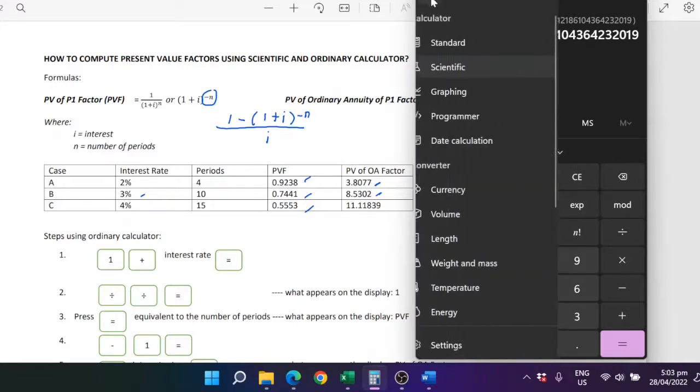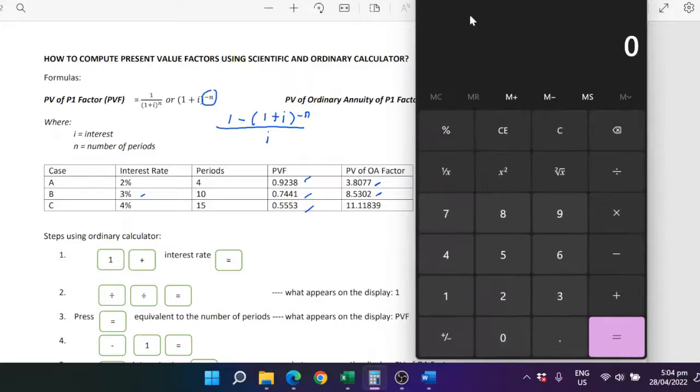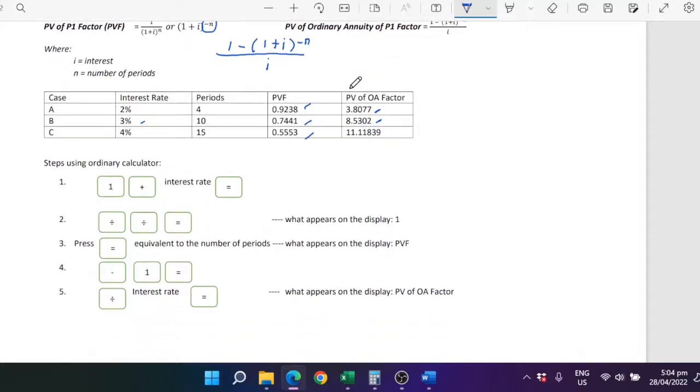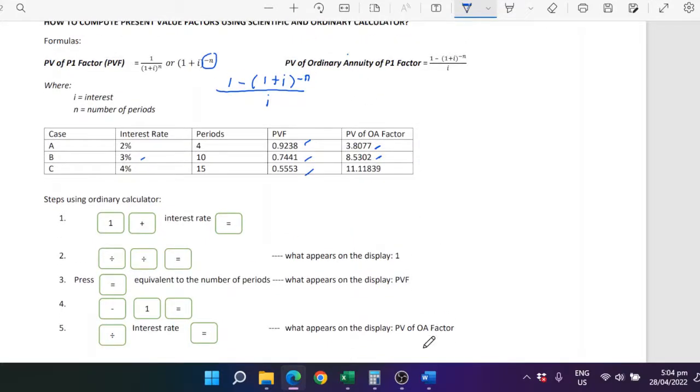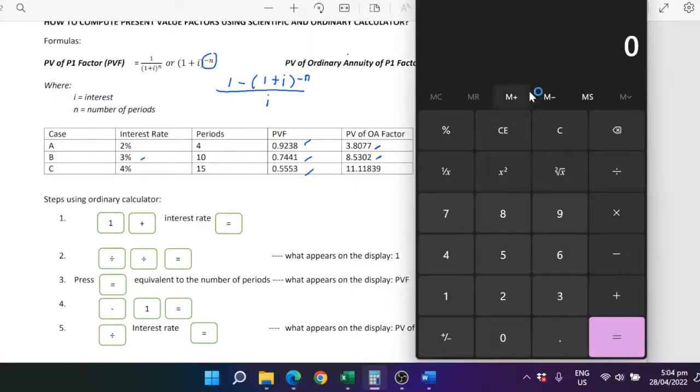Now let's use the ordinary or the regular calculator. So here are the steps on how to compute the present value factors using the ordinary calculator. Here we have to press first for case A. Let's try. Press 1, that's constant, plus the interest rate. This is 0.02 for 2%. Then equals. That's 1.02.